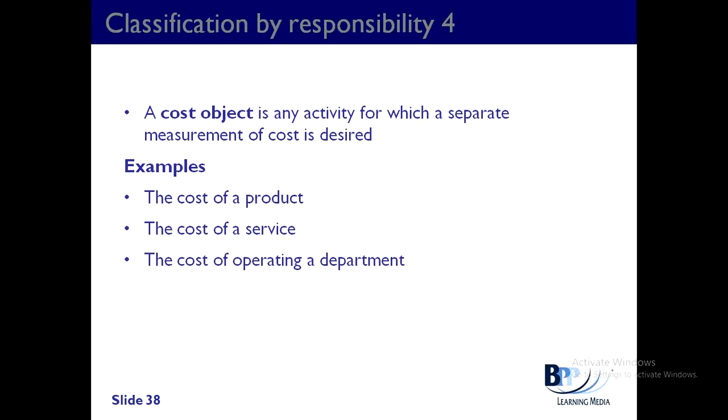A cost object is any activity for which a separate measurement of cost is desired. That's a cost object. For example, the cost of a product, the cost of a service, the cost of operating a department, that's the cost object. So the cost object is any activity for which a separate measurement of cost is desired.